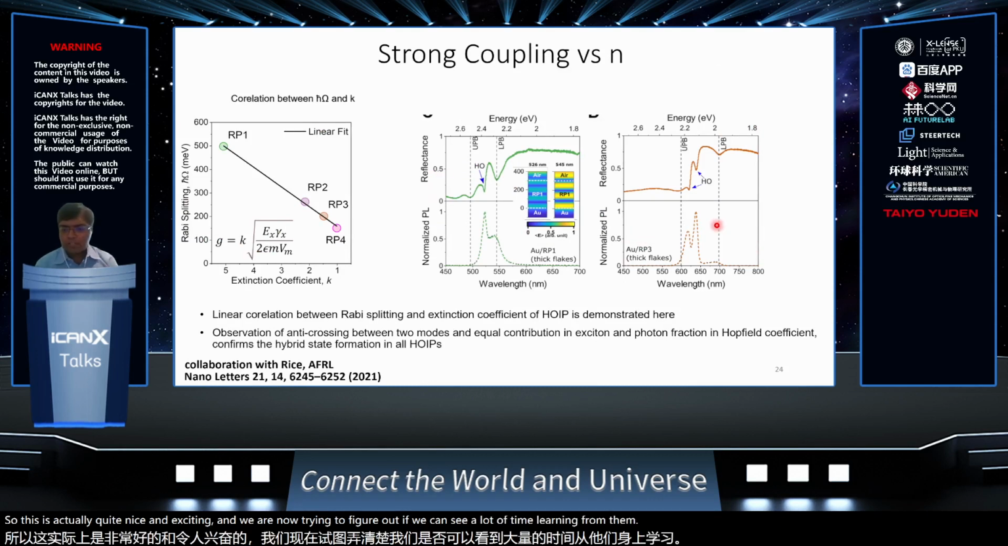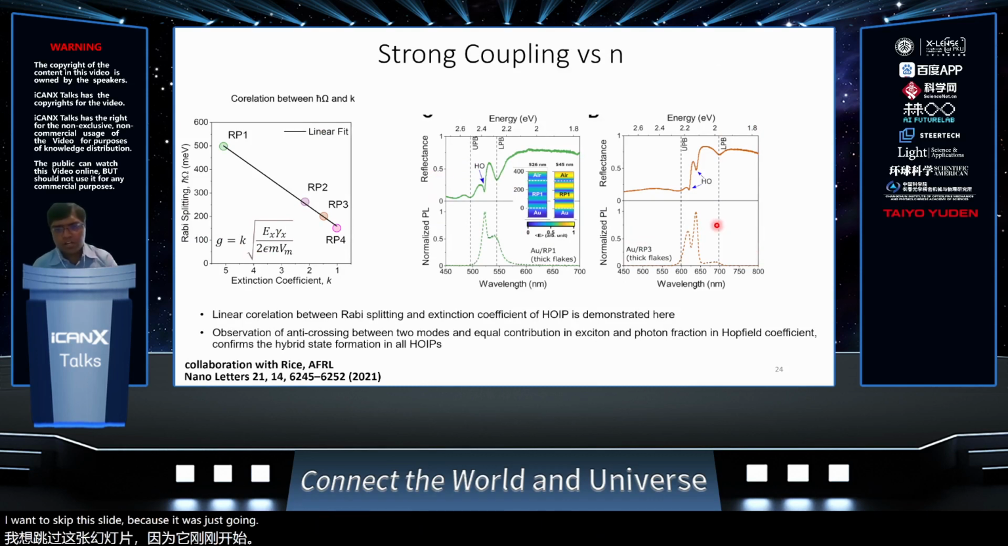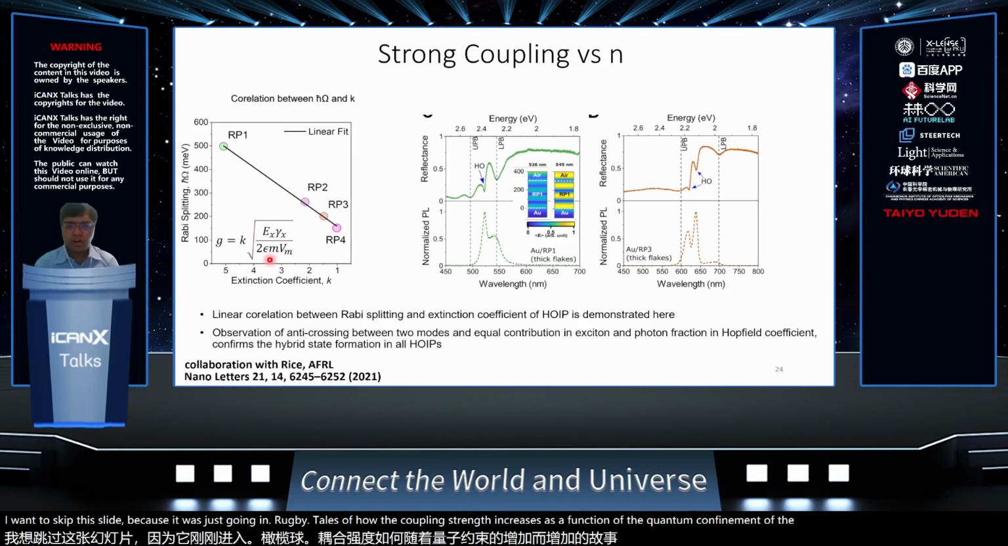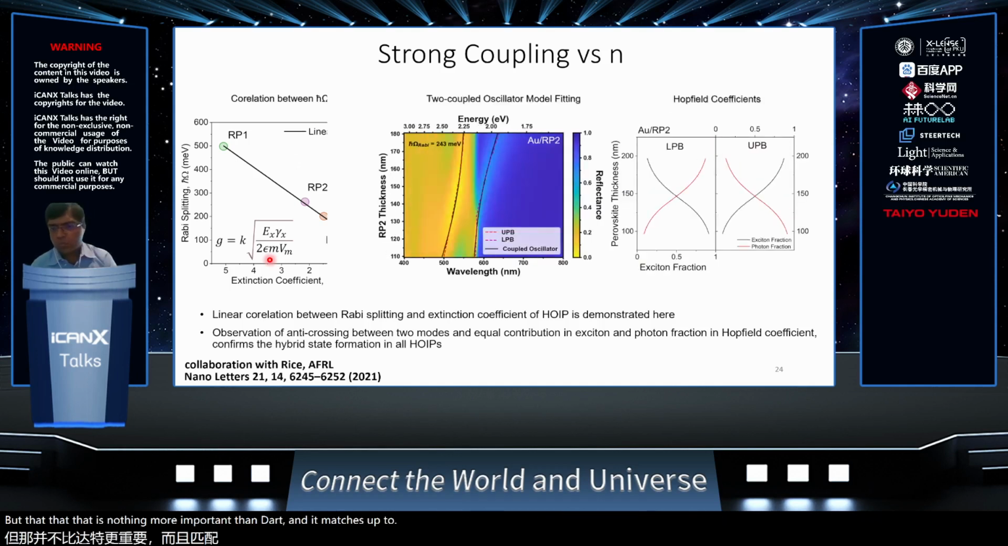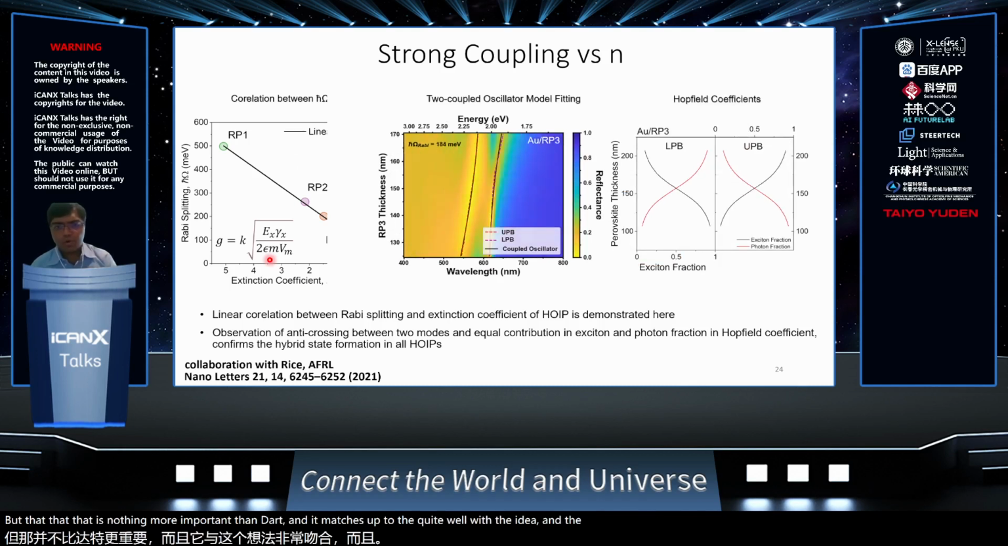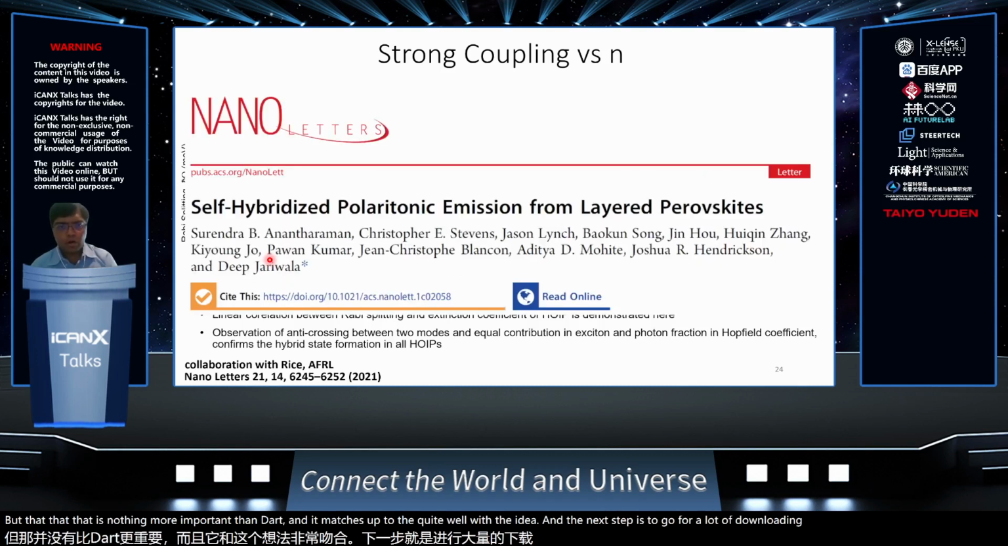I want to skip this slide because this is just going into the details of how the coupling strength increases as a function of the quantum confinement of the exciton. But there is nothing more important than that, and it matches actually quite well with theory. And the next step is to go for polariton lasing, which is actually quite hard to do.